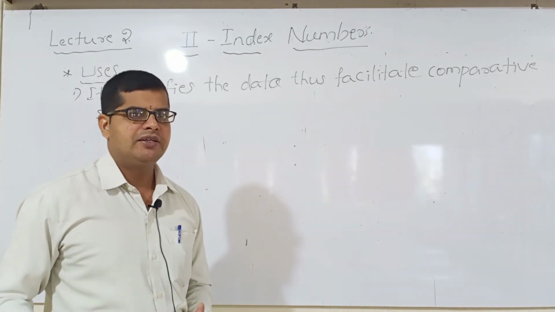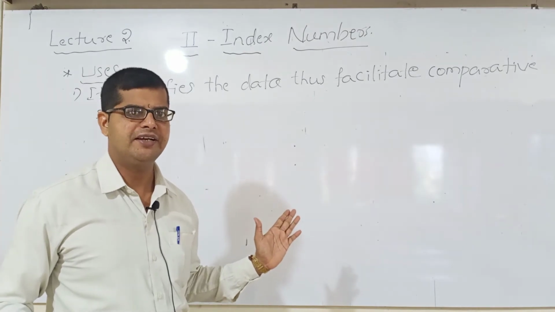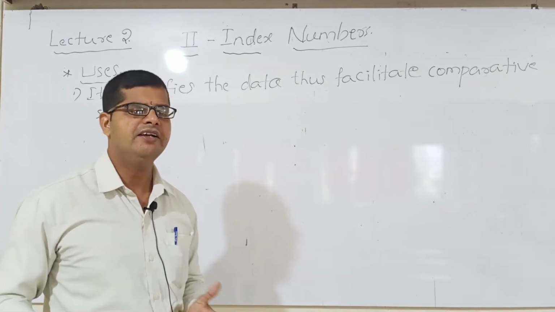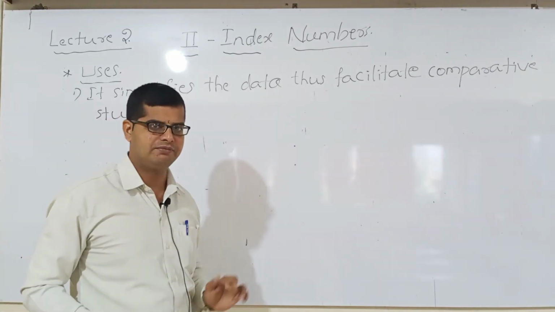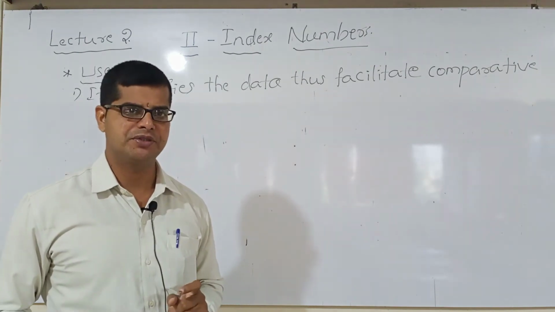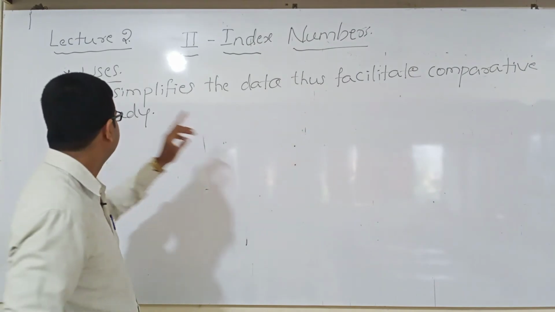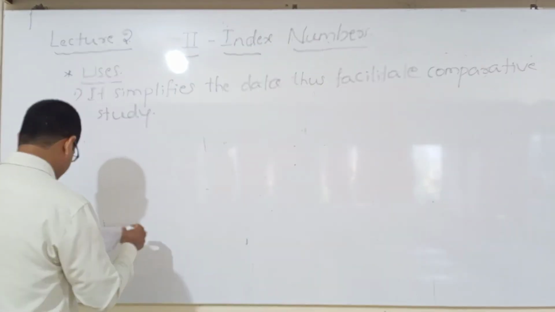Comparing the current year 2020 with that of 1990, we are finding that there is 1000% change in the price of the gold per gram. This is the conclusion we can make because of index numbers. That's what they have given. It simplifies the data, thus facilitating comparative study.